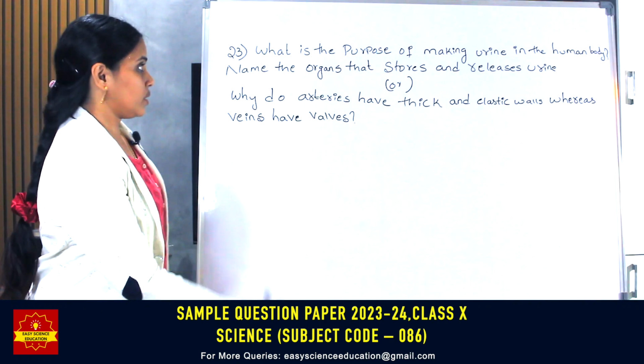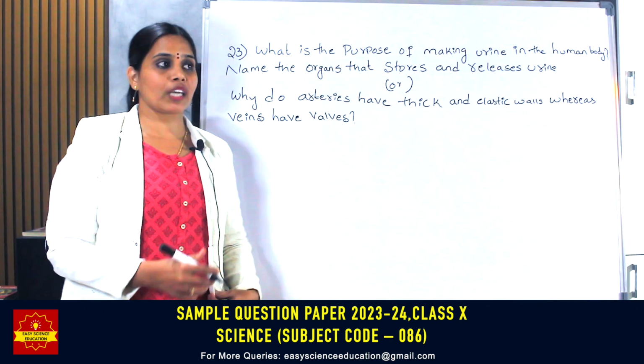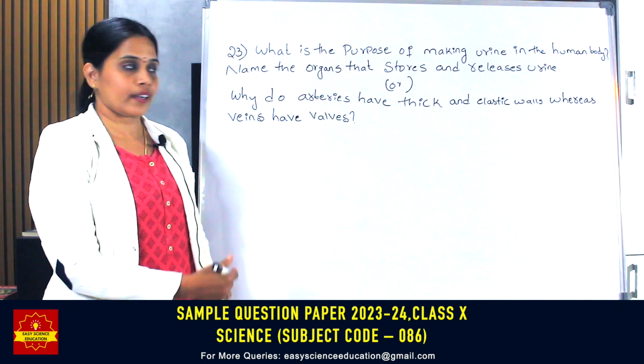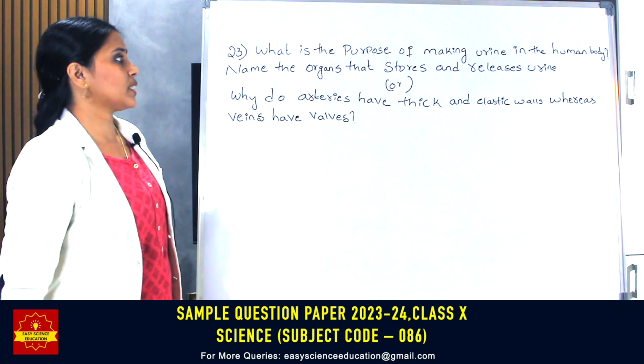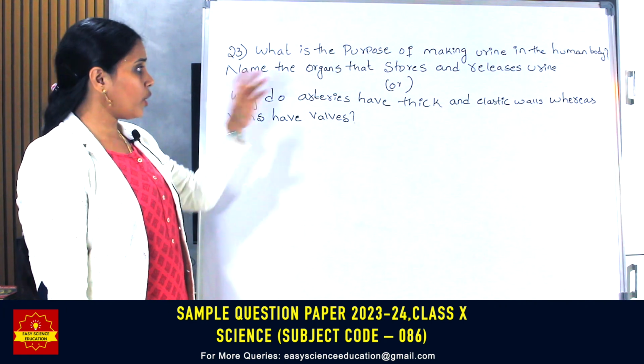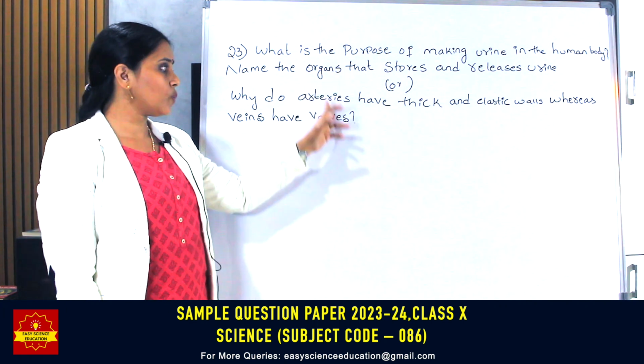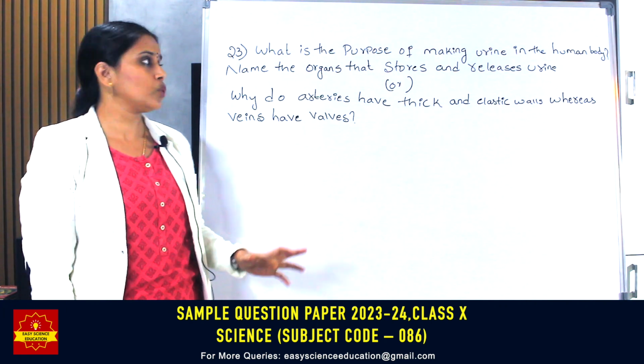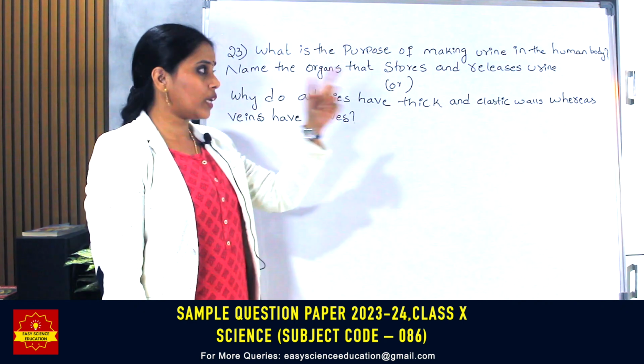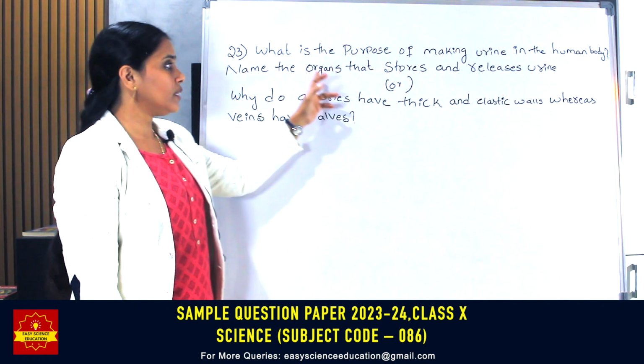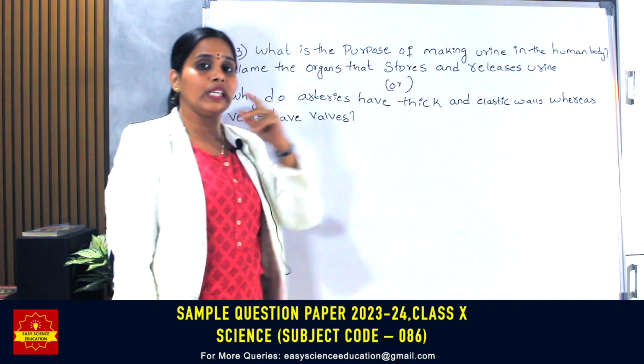So the next question, the 23rd question, which is a 2 marks question, has a choice. You need not attempt both questions. Either this one or this one, which you can attempt for 2 marks. What is the purpose of making urine in the human body? And name the organs that store and release urine.